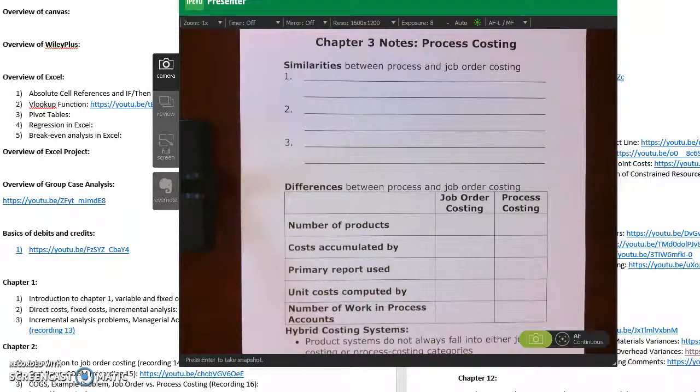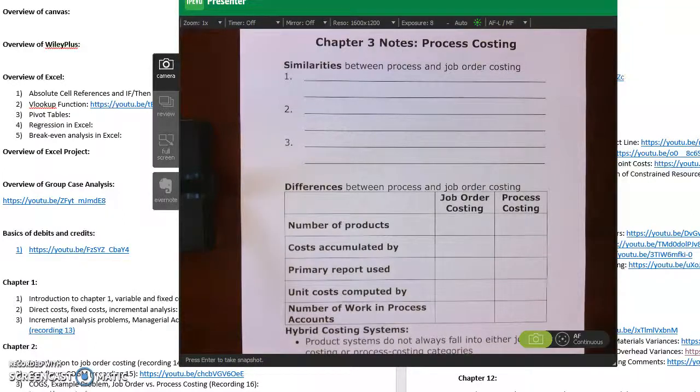So, for example, a soap maker or a cement manufacturer would be using process costing, versus an antique furniture manufacturer, who would be using job order costing. An automobile repair shop would be using job order costing.